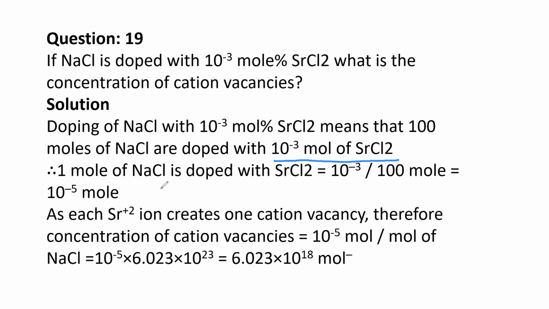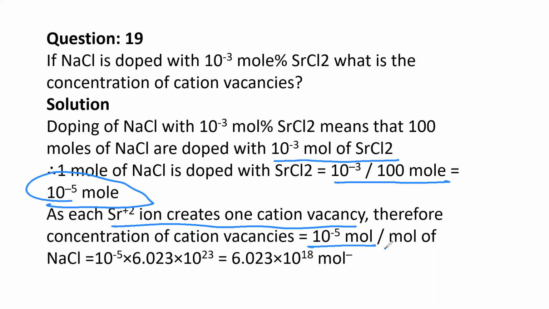So for 1 mole of NaCl doped with SrCl2, it becomes 10 to the power of minus 3 by 100, which is equal to 10 to the power of minus 5 moles. As each strontium ion creates one cation vacancy, the concentration of cation vacancies becomes 10 to the power of minus 5 per mole of NaCl.